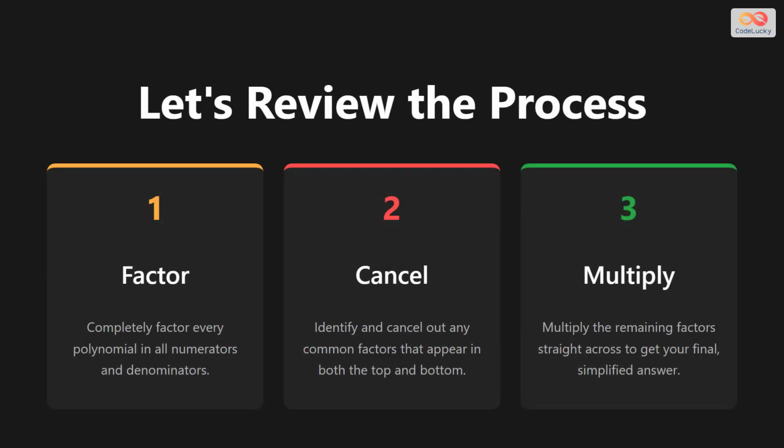So, to wrap it all up, just remember these 3 simple steps for multiplying rational expressions. First, factor all the polynomials completely. Second, cancel out any and all common factors. And third, multiply the remaining pieces straight across. That's all there is to it.